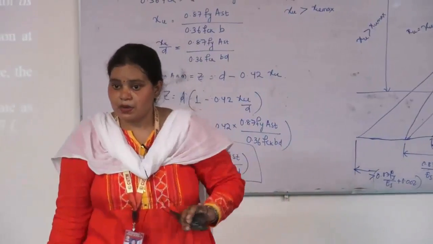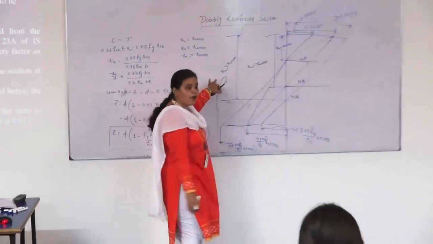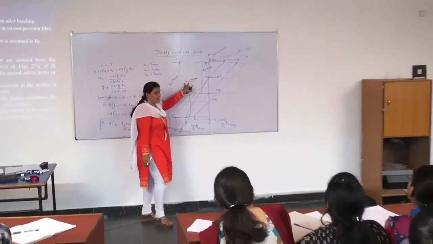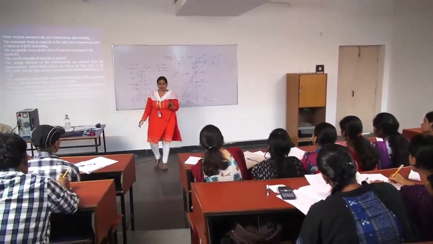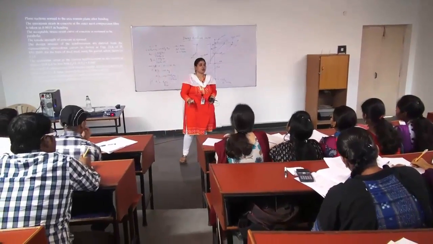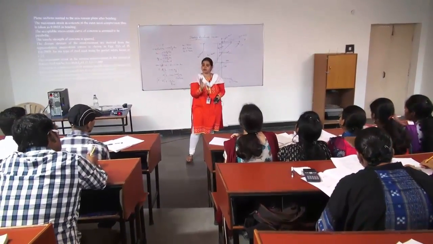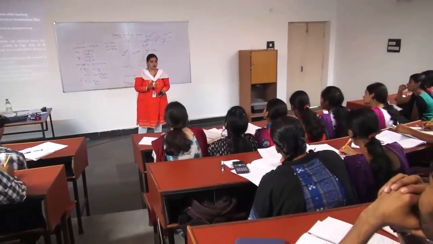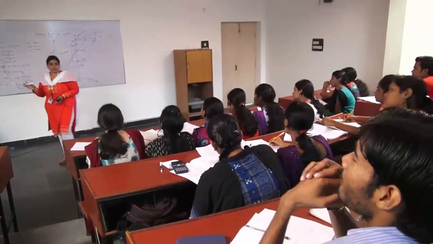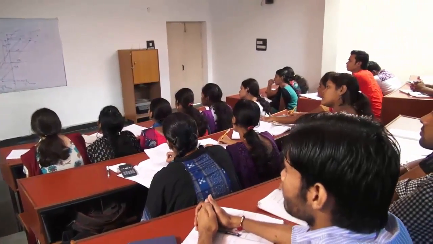Everybody clear? Okay, and this is called over-reinforced section. This is called balanced section and this is called under-reinforced section. Means whenever you are going to design a singly reinforced section or doubly reinforced section, it should be under-reinforced or balanced, not over-reinforced. If it is over-reinforced, we have to redesign the section.